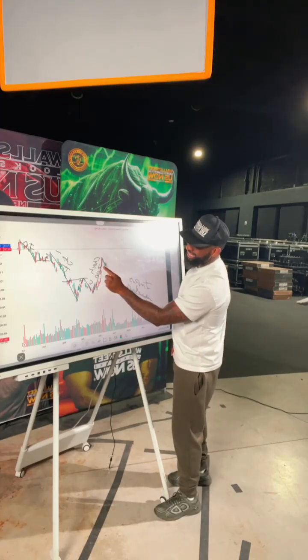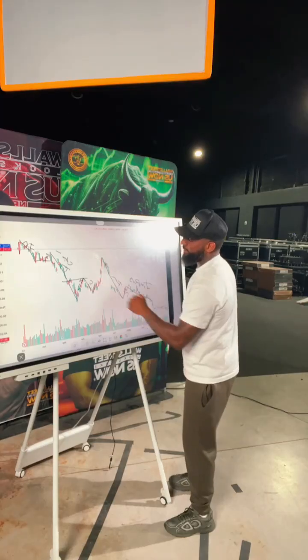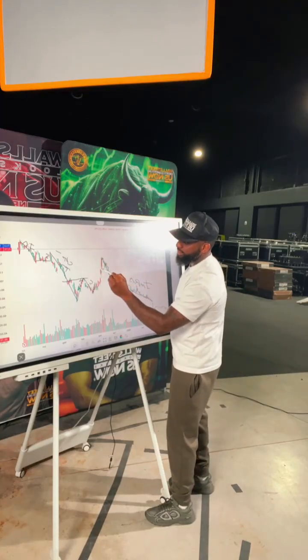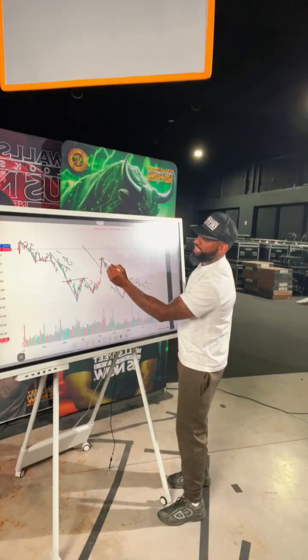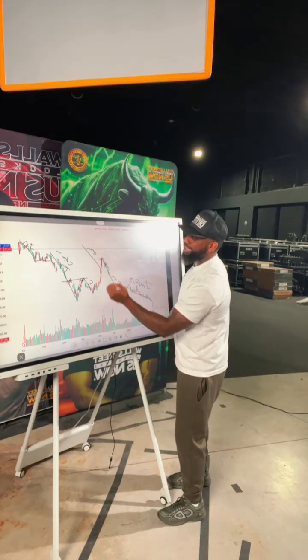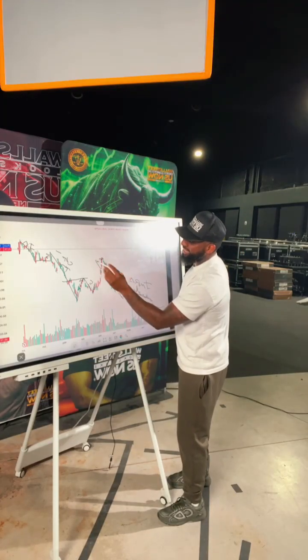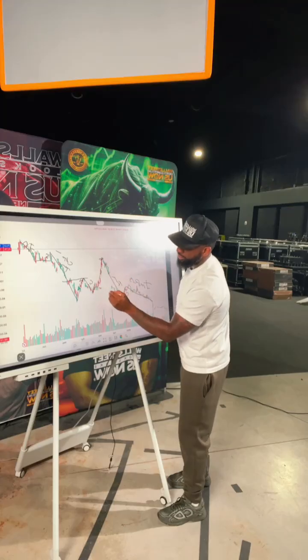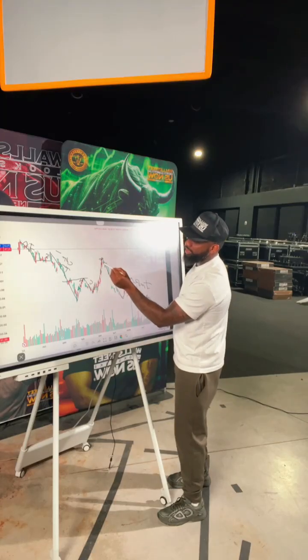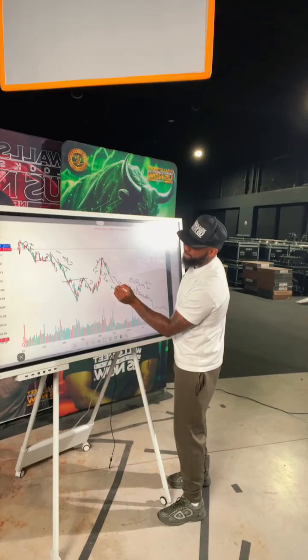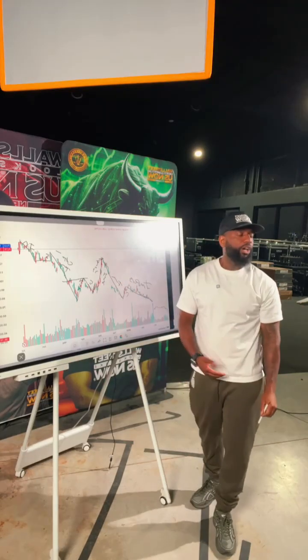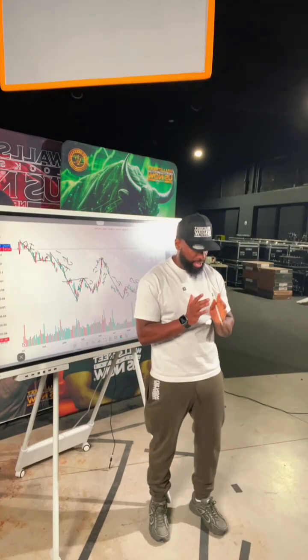Now, if it would have stopped right here, watch this. This is about to be good. If it would have done this, this would have been a correction, and this would have been an impulse. But because it didn't do that, it did this. That's what made it a change of character, and then this became the impulse.